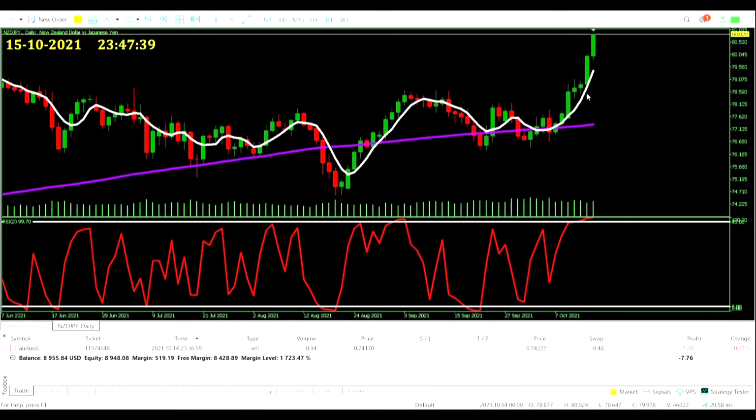Here's the New Zealand dollar, Japanese yen as well. Look at that climb against the yen. People are not interested at all in the Japanese yen right now. They want out of that currency and they don't care where they go.